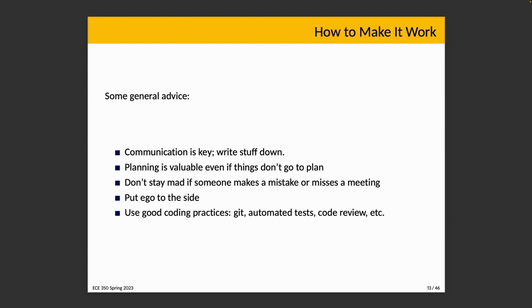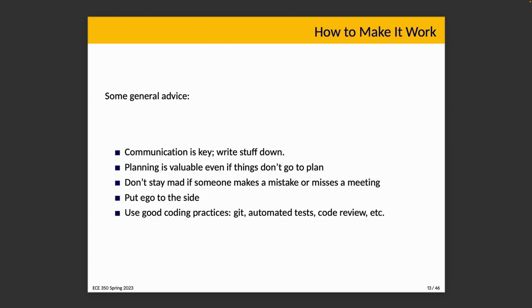Item 4 on the list is put ego to the side. Sometimes this means that you're not going to get your way in a decision, or some code that you wrote needs to be thrown away and rewritten, and that's not pleasant, but it's, again, about the work. It is about making the project the best project it can be, and if that means that your contribution that you worked really hard on is going to get replaced with a different version or a different approach, that's just how it is. And so anything you can do to put your ego to the side is beneficial.